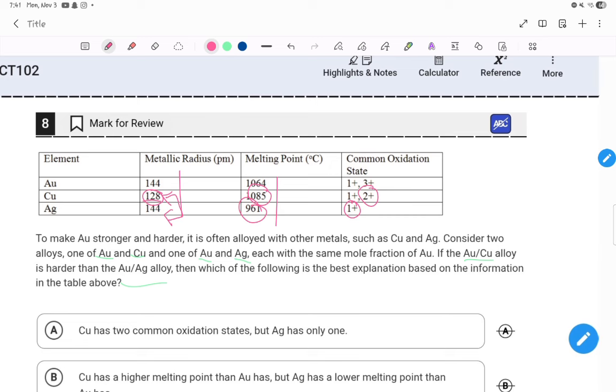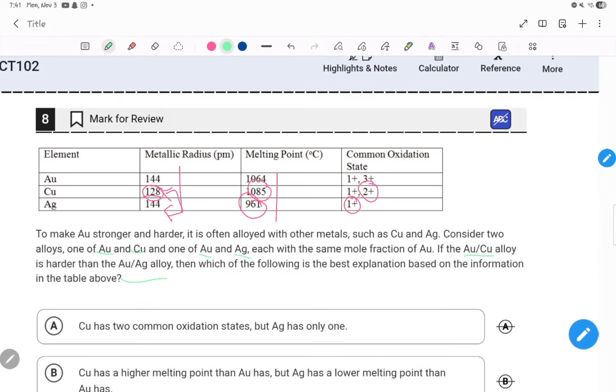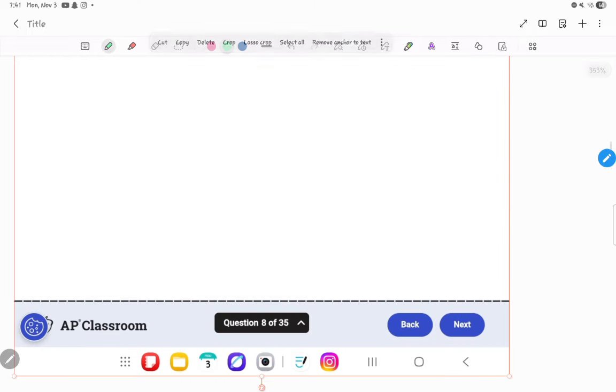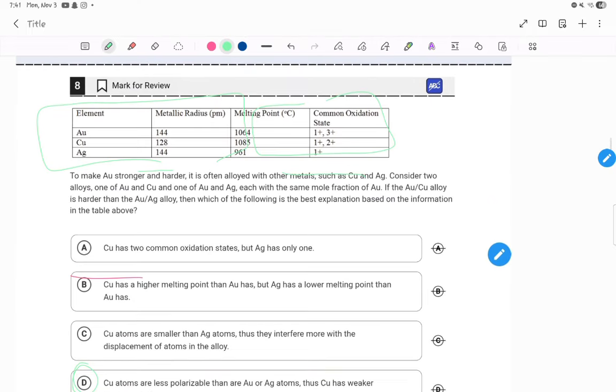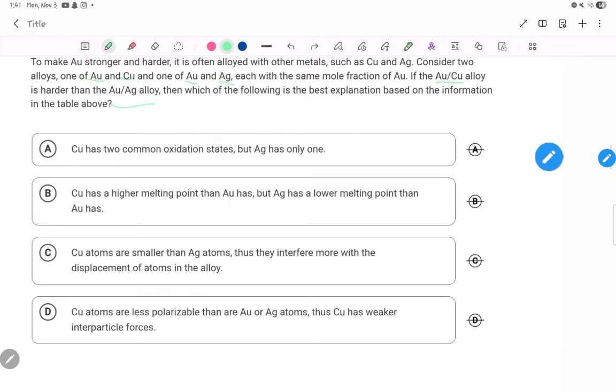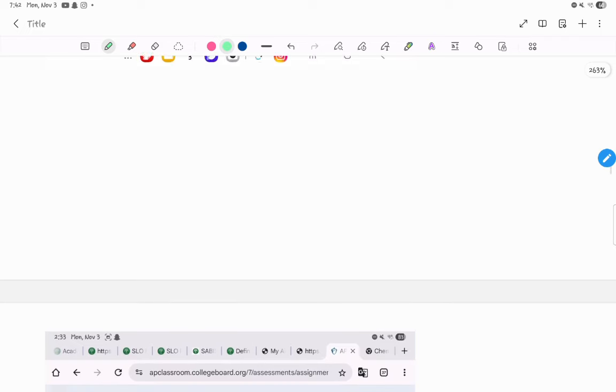Now, if Cu has a shorter metallic radius, then the electrons of Cu are going to be closer to the nucleus of Au. So we can say that Cu will then have a smaller atomic radius than Ag, so they will interfere more with the displacement of atoms in the alloy. So it all has to do with the smaller atomic radius, okay? Or the smaller metallic radius. We'll move on to the next one.